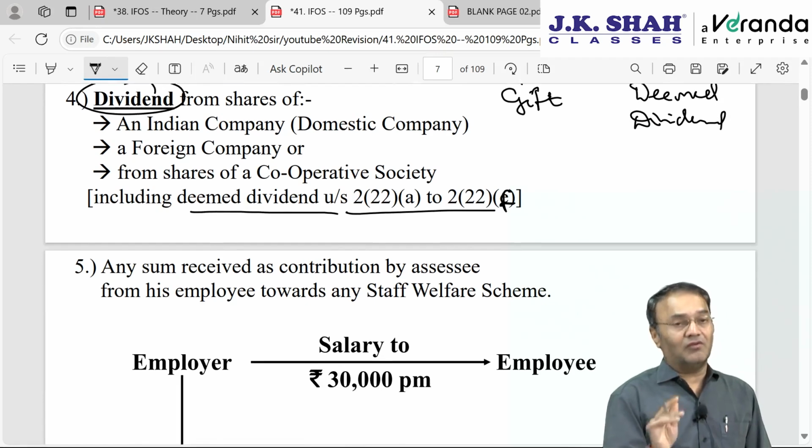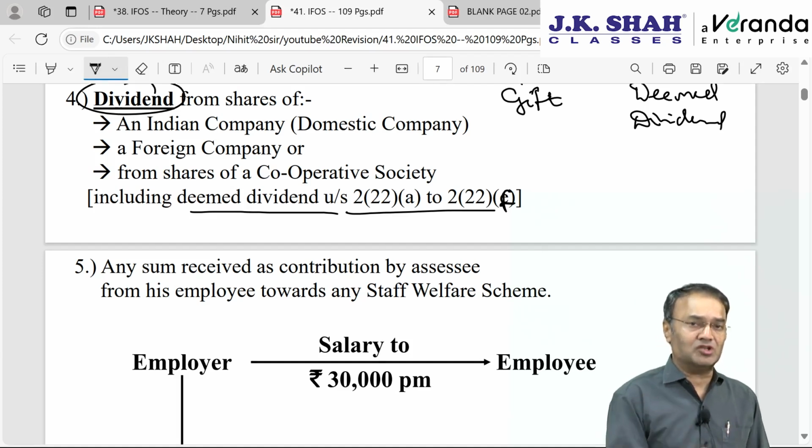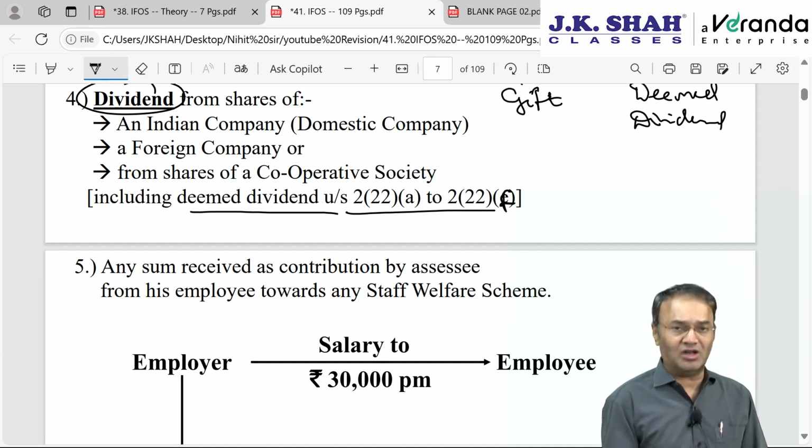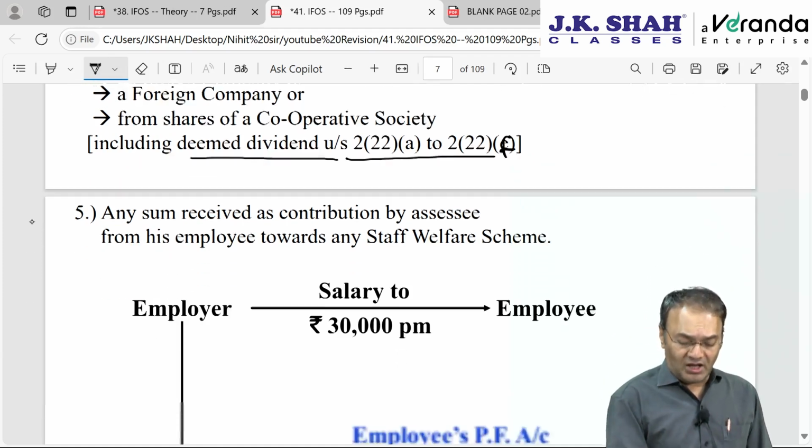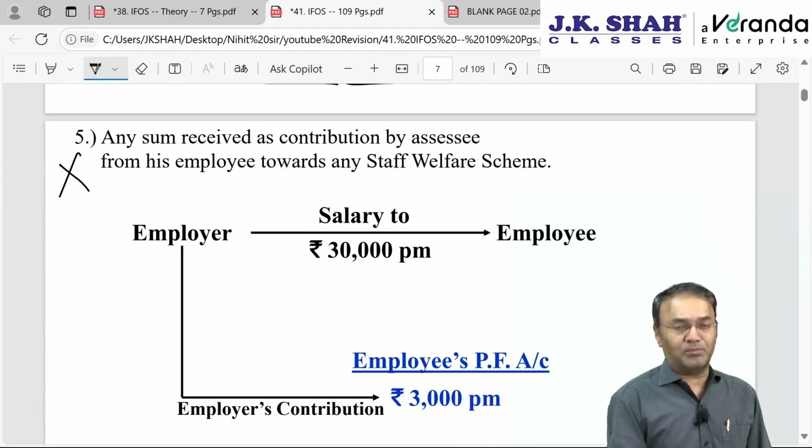Okay, dividend, whether it is real dividend or deemed dividend, both will be falling under this head. Final dividend as well as interim dividend, equity share dividend as well as preference shares dividend, real dividend or deemed dividend. The fifth one is unimportant.